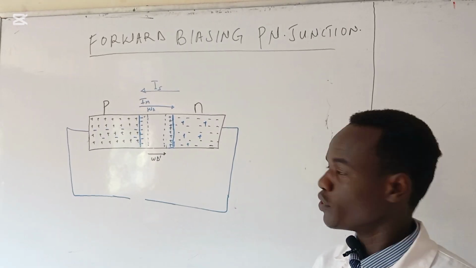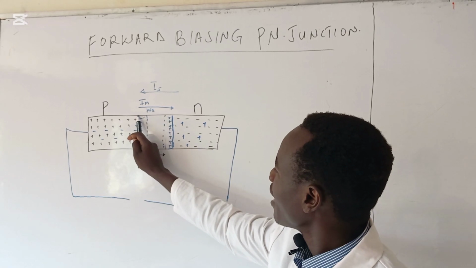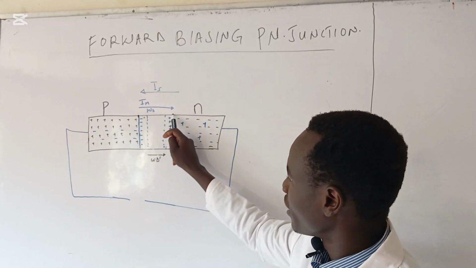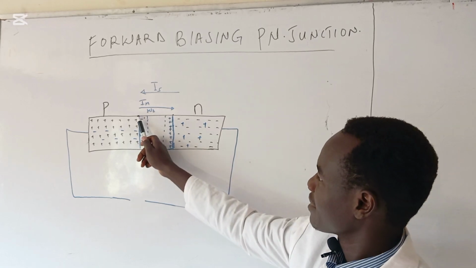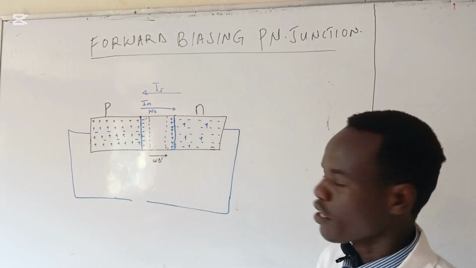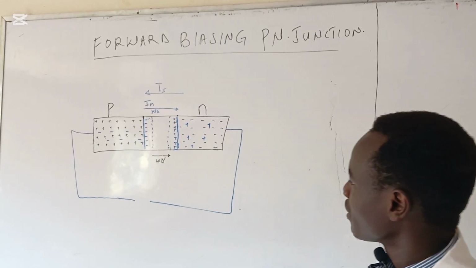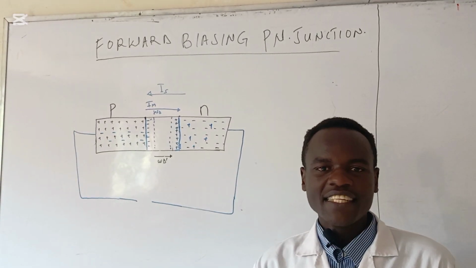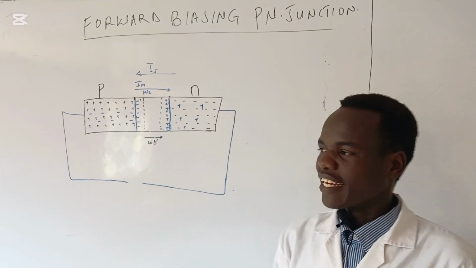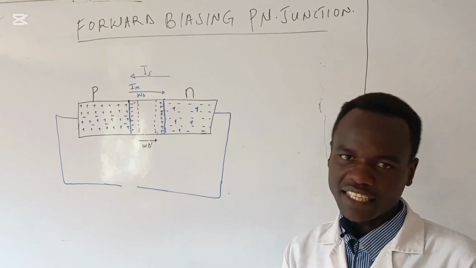At no bias condition, we realize that the potential barrier is larger, from this point here up to here. I've labeled it as WD. This is the potential barrier with no bias condition. Now, when you apply a voltage in such a direction that it cancels the potential barrier, that is the forward biasing of the p-n junction.